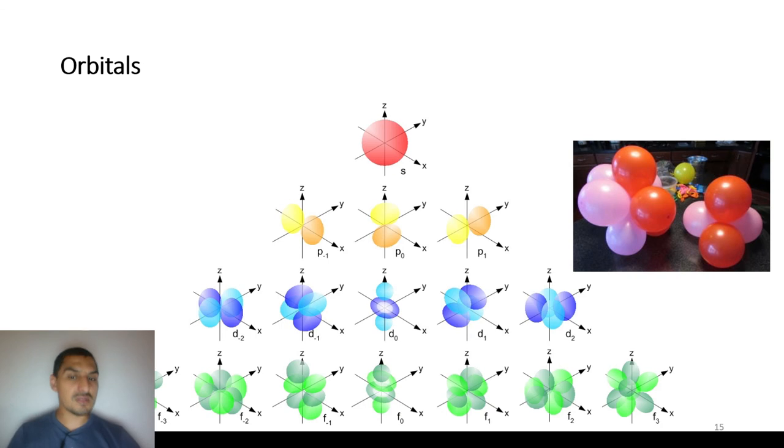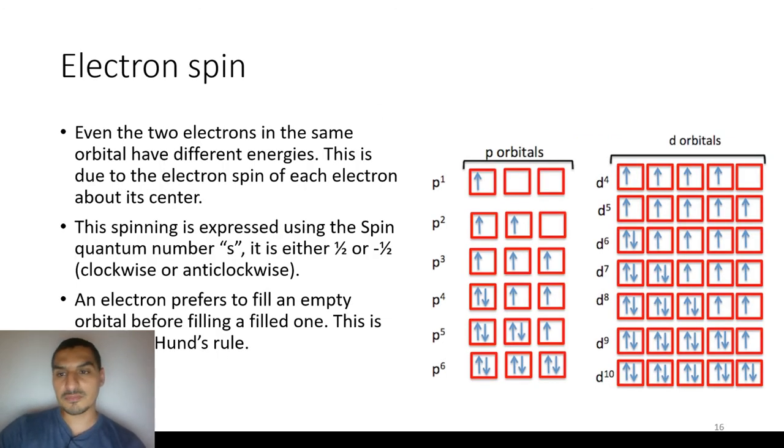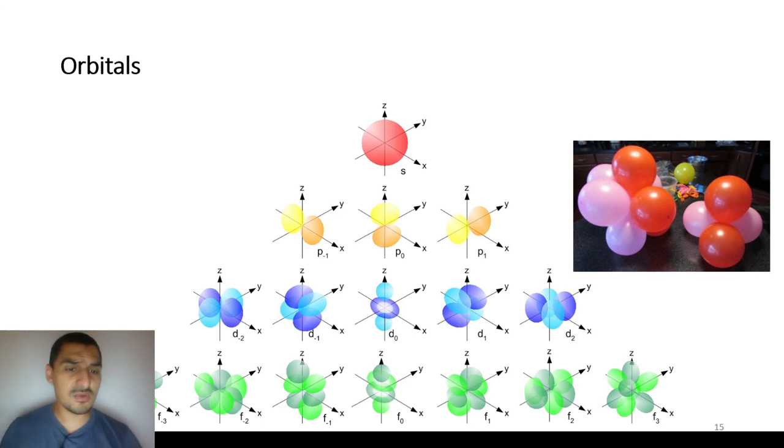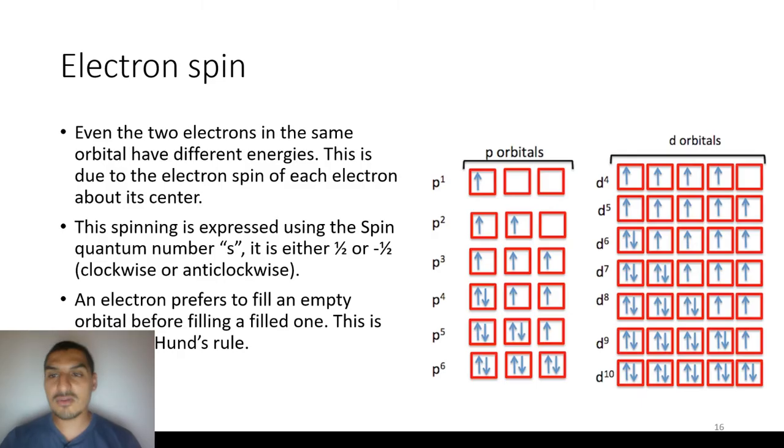Of course, it's more difficult for D and for F because you have now 5 orbitals or 7 orbitals, so it's kind of difficult to imagine. And you might think that this is all, and that we now know all the information that we need to know about the electrons. But there is one more piece of information, which is again impressive, which is what we call the electron spinning. So we said that each orbital is filled with 2 electrons, but now we would expect that these 2 electrons will have the same energies.